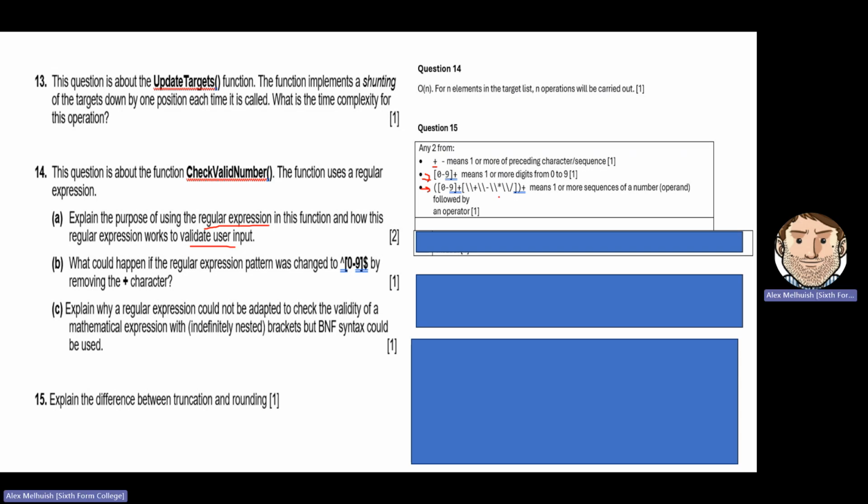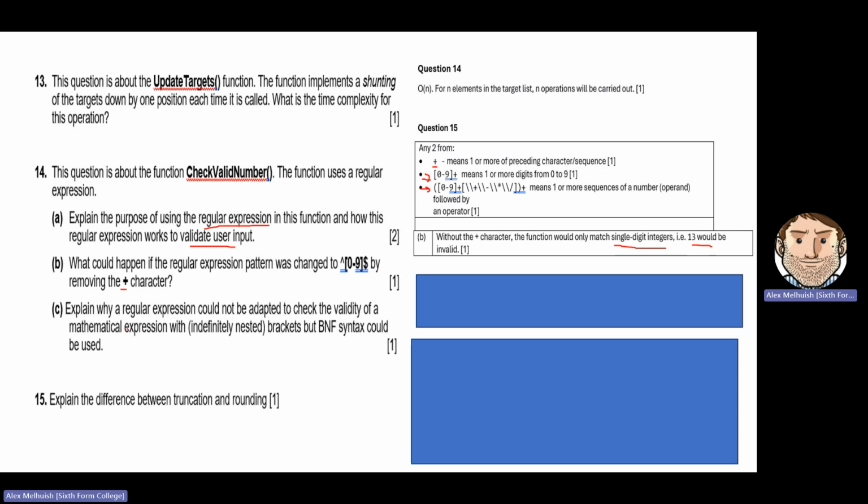Okay. The next one was if you remove the plus operator. This was well answered. You just need to be really clear that you could only then match single digit integers, yeah, always good again to give examples. So i.e. 13 wouldn't be a valid input anymore. Okay, because we could only allow a single instance of a digit to be entered. So that word single is what I was looking for, really.